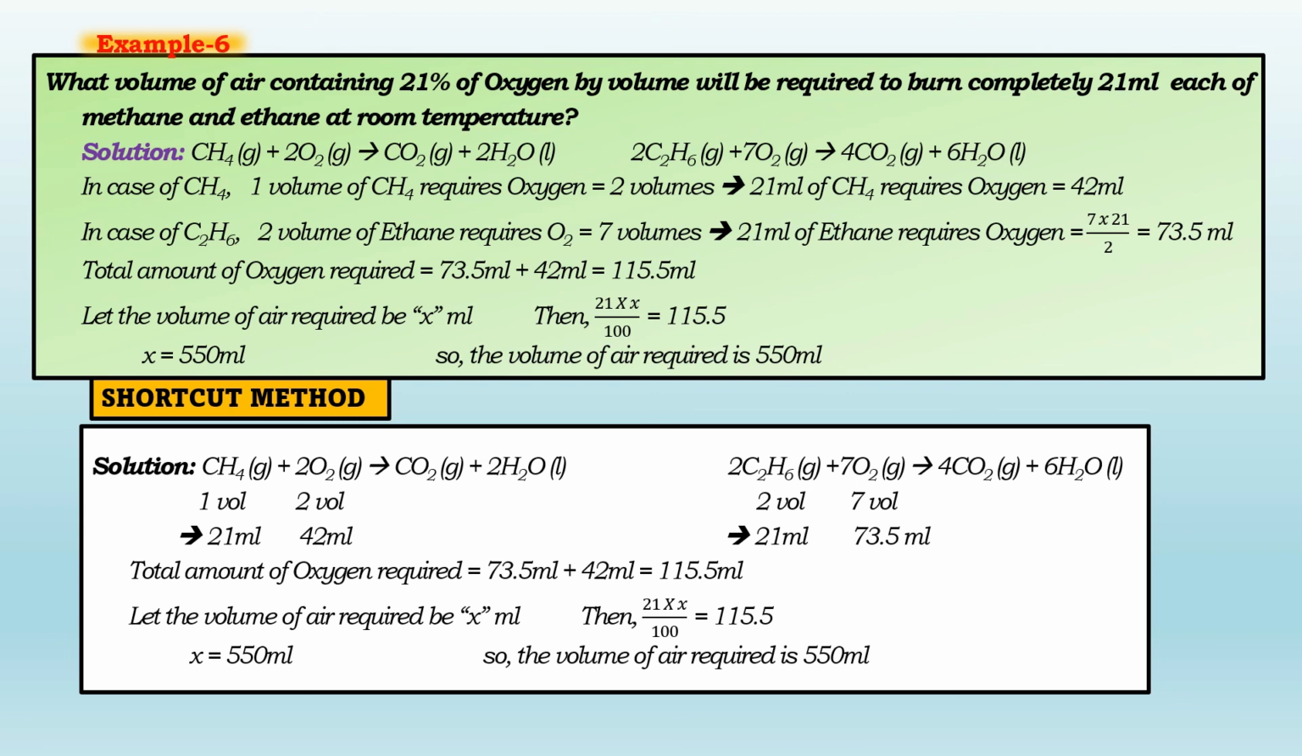Shortcut method. Here we write both the equations. First, in case of methane it is 21 ml, so oxygen required is 2 volumes, that is equal to 42. Then we add up in case of ethane, 21 ml requires 7 volumes of oxygen, as 2 volumes is to 7, so 21 is to 7. We solve as per the relation. 21% of air is oxygen, so 21% of x is equal to 115.5 ml. Solving, x is equal to 550 ml. So in this way, the volume of oxygen required can be found out.